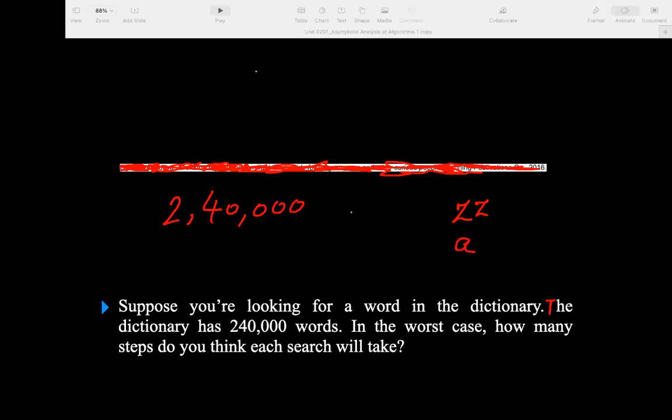So the question is, how many steps do you think each search will take in the worst case? In the worst case means that every time you search, it comes out to be the last word. So how many steps will be required?